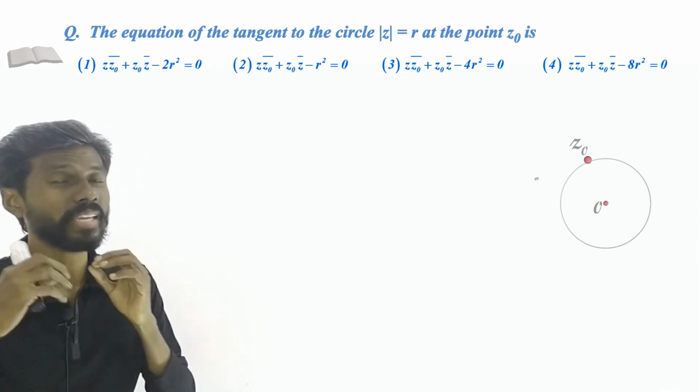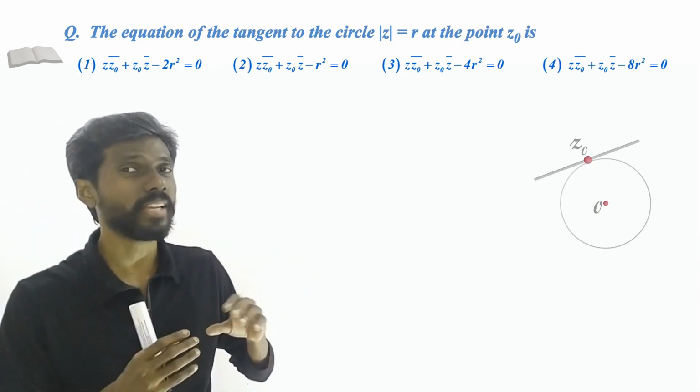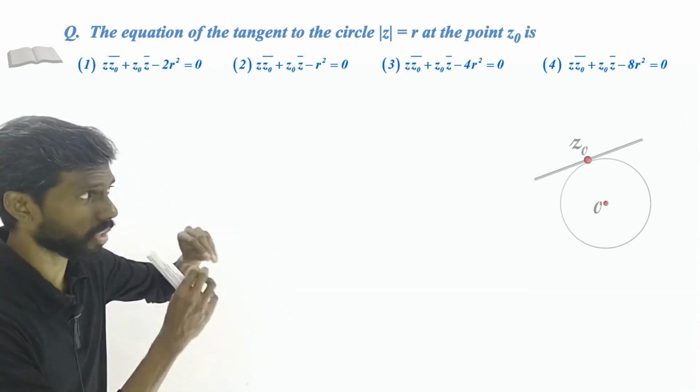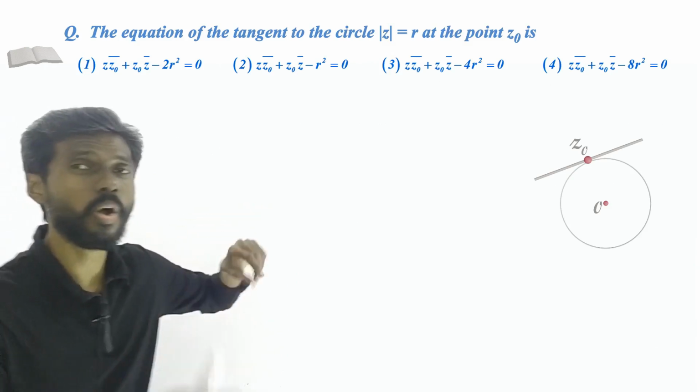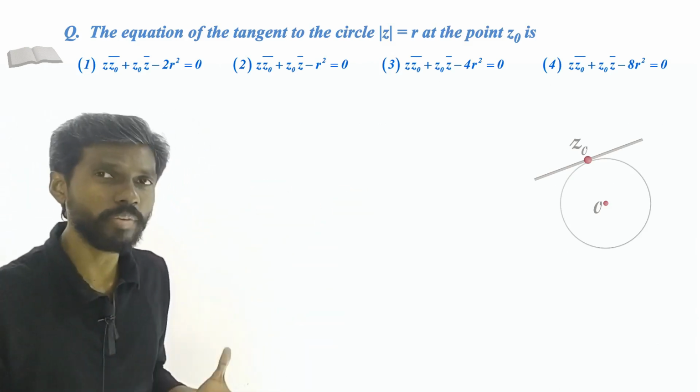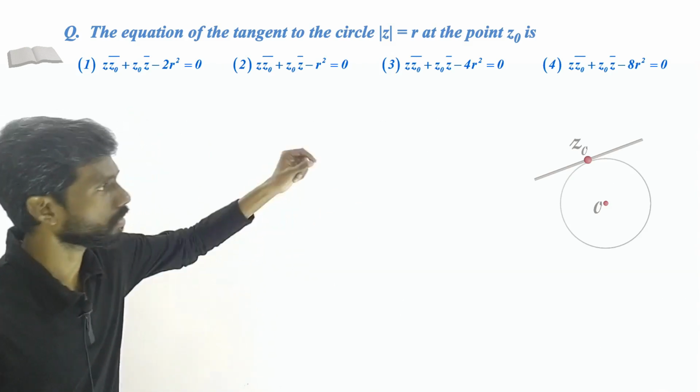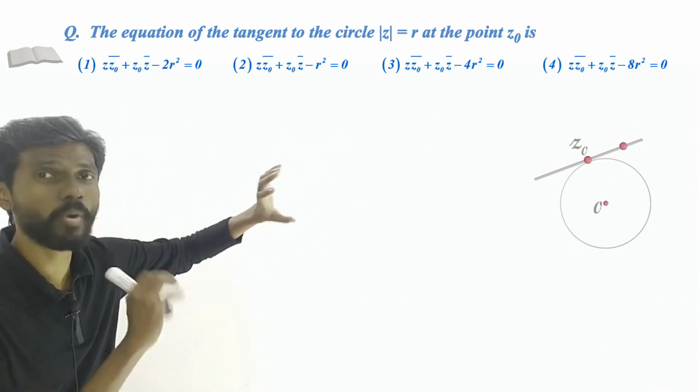Now we have to find the equation of the tangent. Tangent is a line, right? So the line which touches this circle at that point. The equation of that line we have to find. What do we have to do? Take a general point on the line. So take a point z on the line.